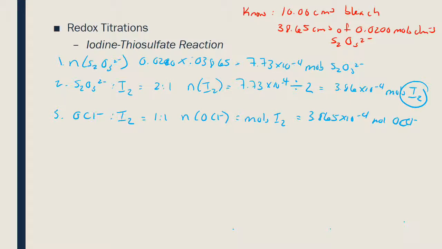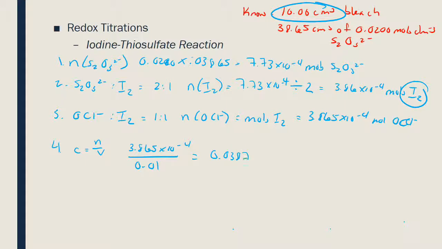What is the concentration of bleach that we used? So concentration equals moles over volume. So then we take 3.865 times 10 to the negative 4 divided by the volume of bleach that was originally in that reaction. Remember, it needs to be in decimeters cubed. Equals 0.0387 moles per decimeter cubed. And that, ladies and gentlemen, is how you go.